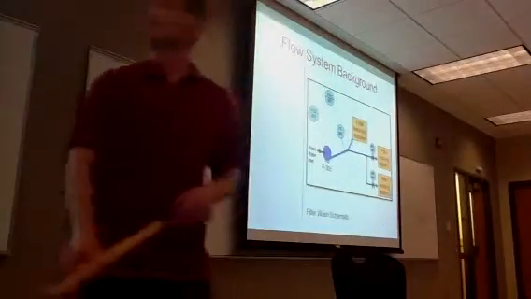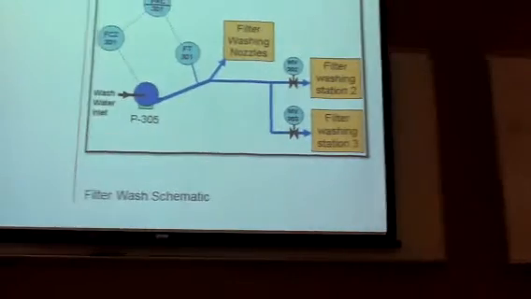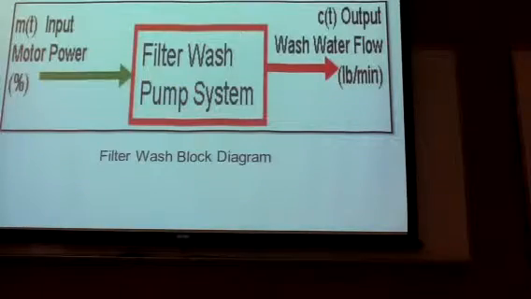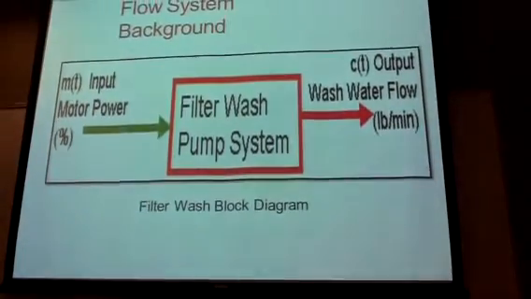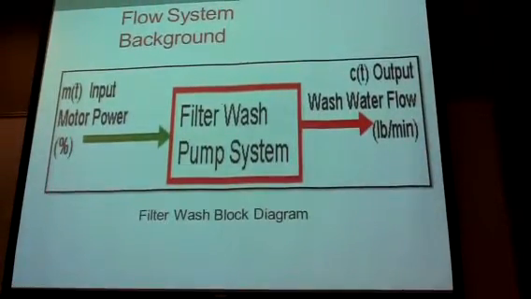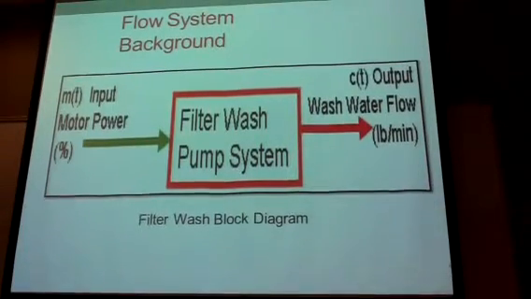All right, this is my flow system background, or the system schematic. Here's the filter wash block diagram. My input is M of T, my output is C of T, and then filter wash pump systems in the middle.